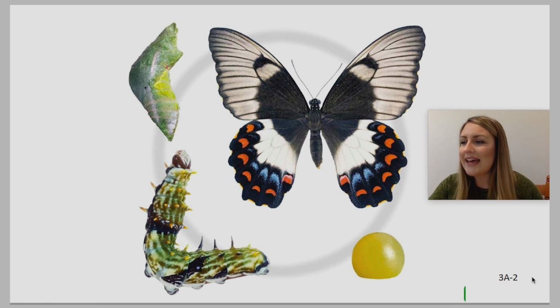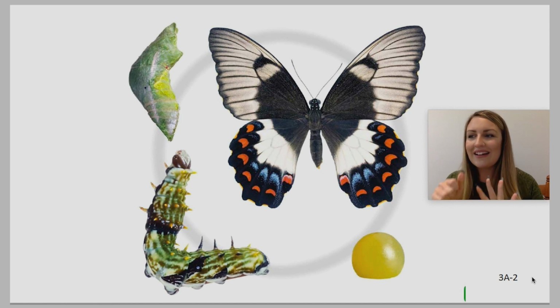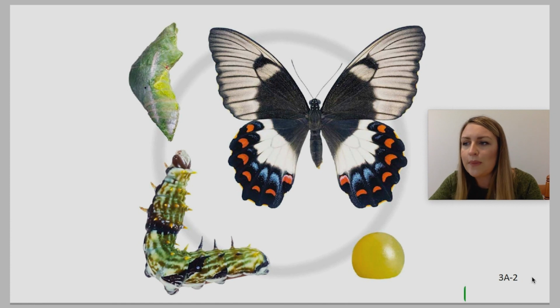And insects like the butterfly pass through 4 life stages in their life cycle: egg, larva, pupa, and adult. Say it with me. Egg, larva, pupa, and adult. Now, each stage looks completely different from the next. The young never resemble or look like their parents, and almost always eat something entirely different.